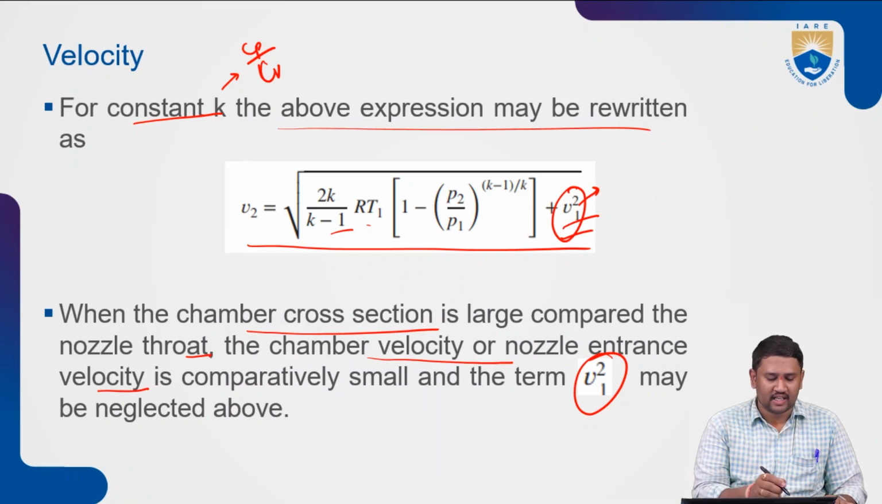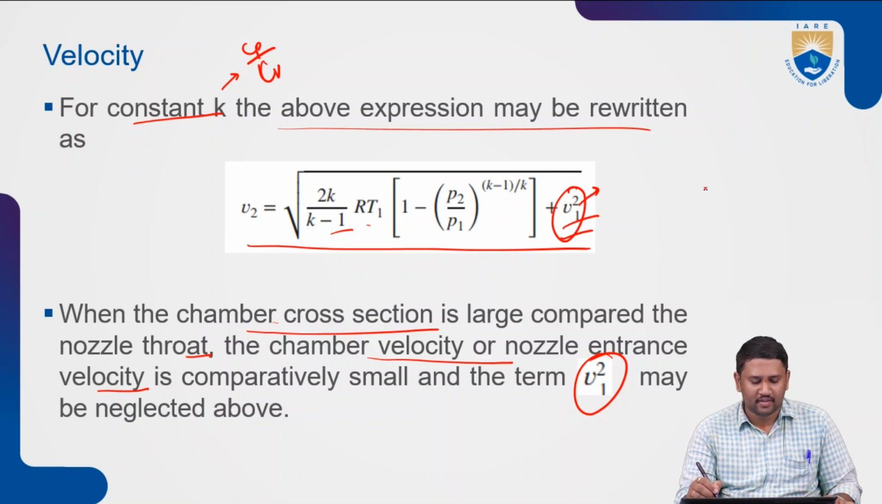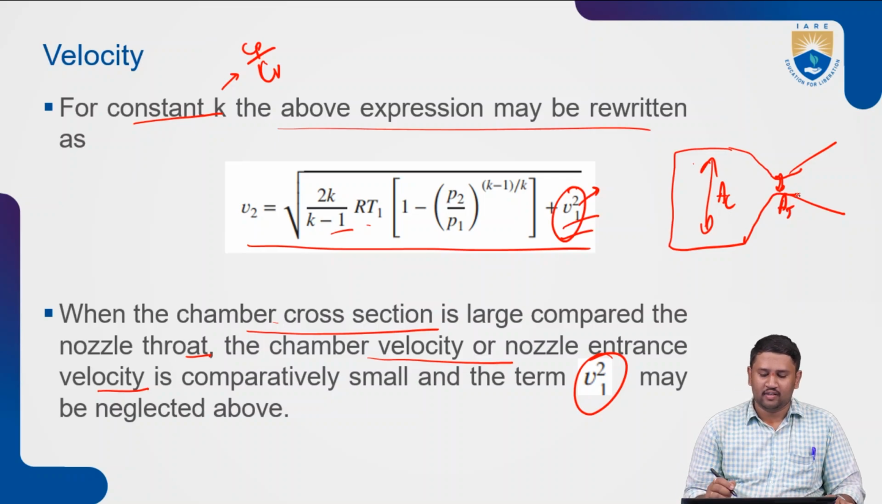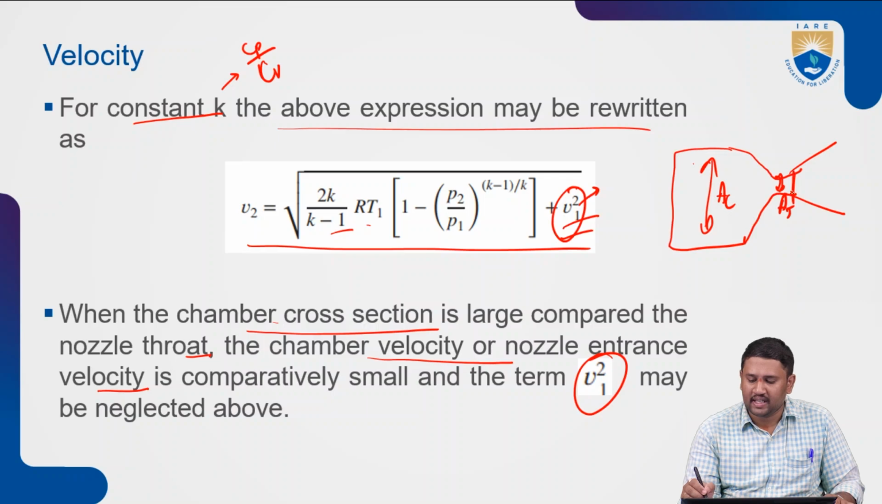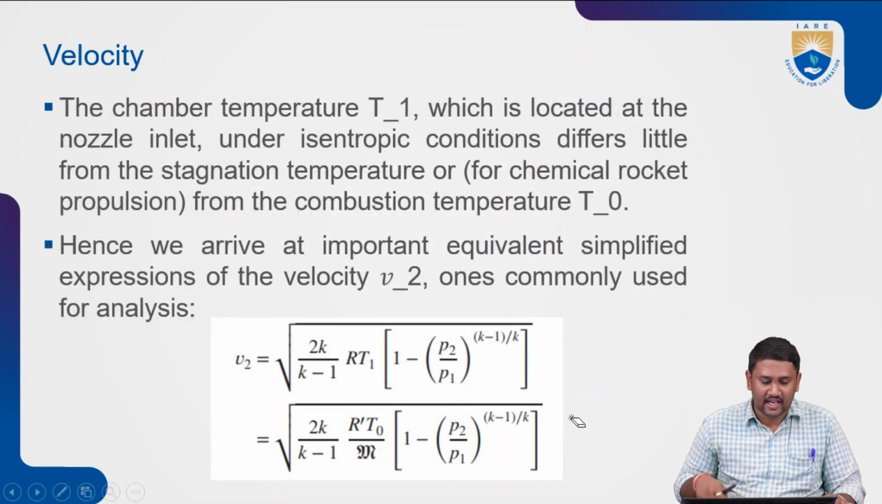So before that, let us start. When the combustion chamber cross section is large compared to the nozzle throat, particularly if this is my combustion chamber and this is my nozzle throat, the area of the combustion chamber is very large compared to the area of the throat. At that time, the velocity that we are considering at the beginning here can be very small, so for that reason we are neglecting it.